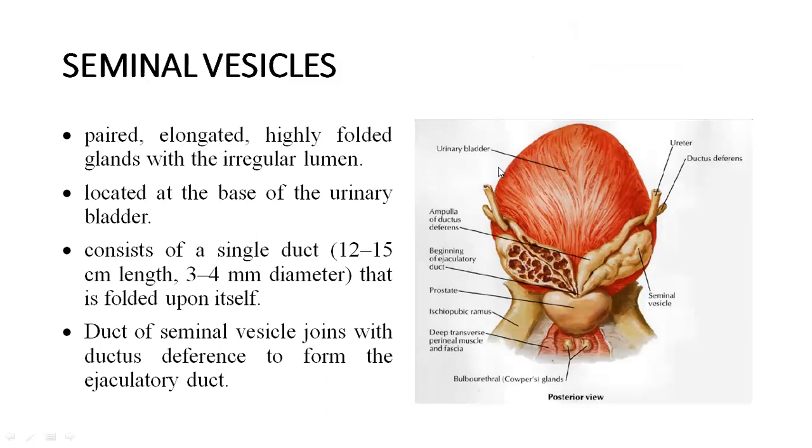This bag is the urinary bladder. The gland consists of a single duct, 12 to 15 centimeters in length. That means it's only a single duct, and the diameter of this duct is 3 to 4 mm, folding upon itself. The duct of the seminal vesicle joins with the ductus deferens. We know both of them join to form the ejaculatory duct.